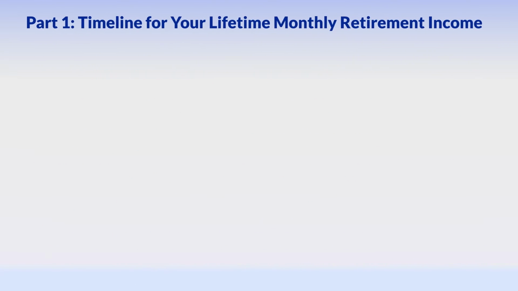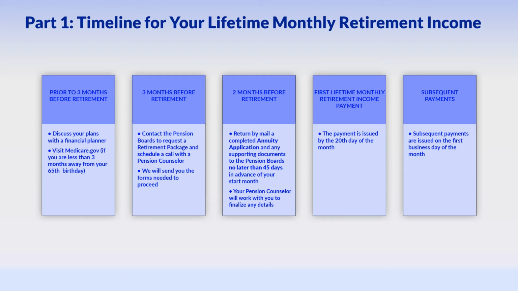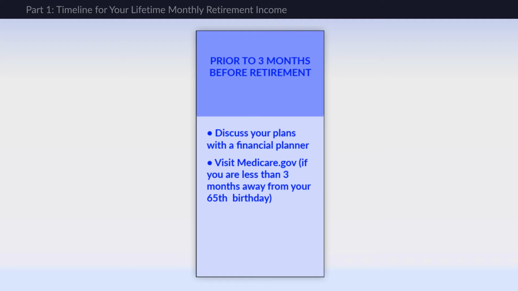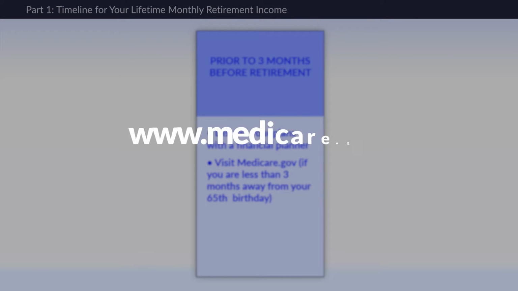Let's begin. First, here is a timeline for the steps you will need to take to start receiving your lifetime monthly retirement income. Before you reach the third month that precedes your retirement date, we recommend contacting a financial planner to discuss your plans. If you are less than 3 months away from your 65th birthday, you may need to apply for Medicare Parts A and B. We recommend that you visit medicare.gov to learn about your options.